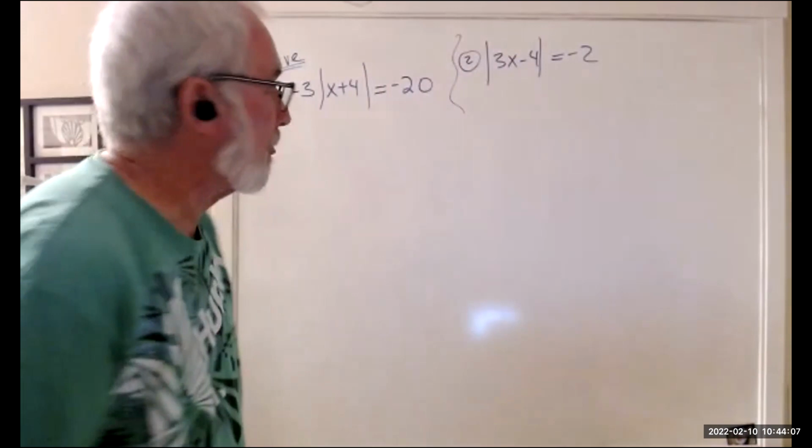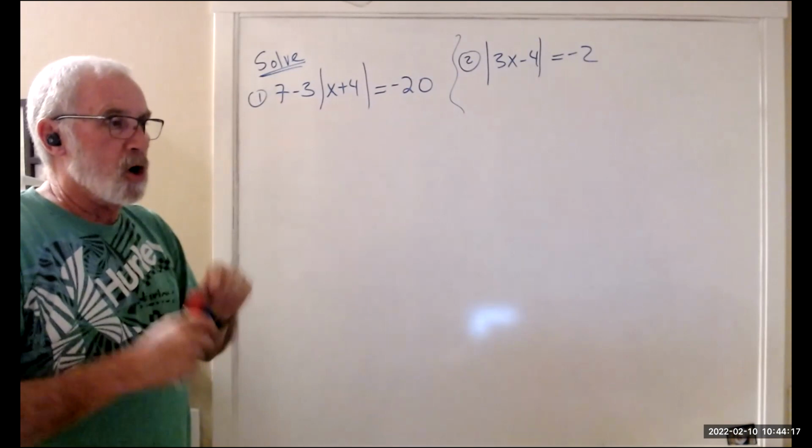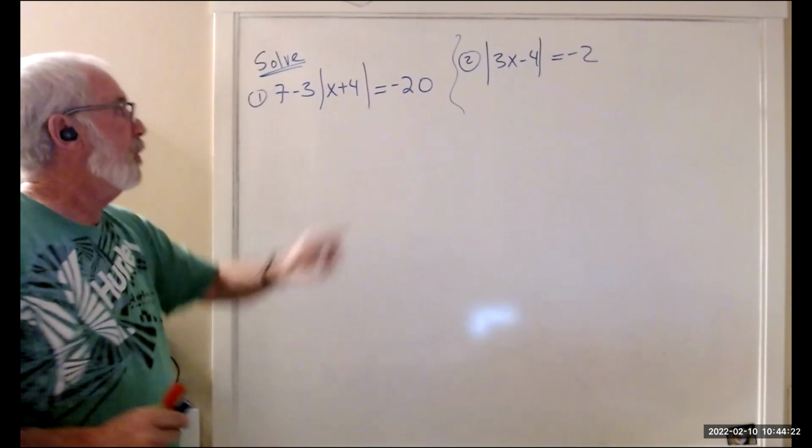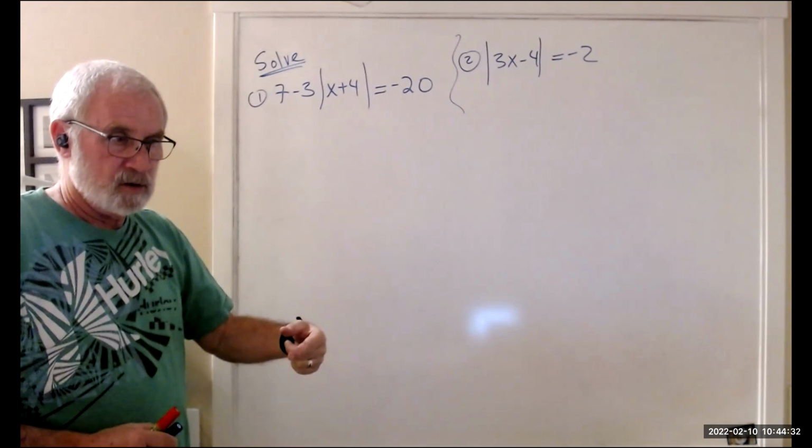Okay, guys, so we'll start this. We did these last night, and we know that an absolute value equation always splits into two parts. There's almost always two answers for an absolute value equation, okay? Except I said before you split, you have to isolate it. Isolate it means get it alone.